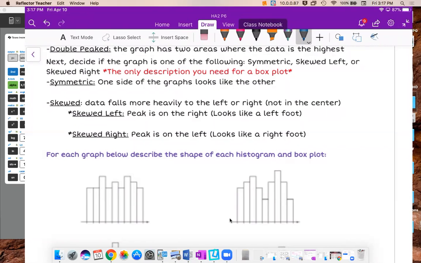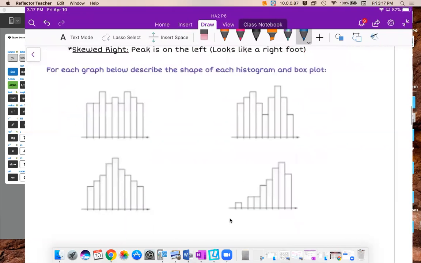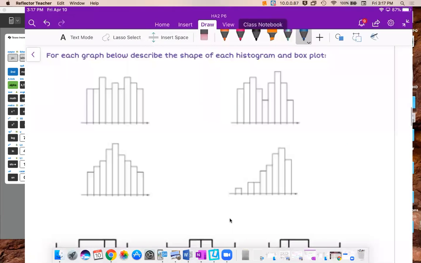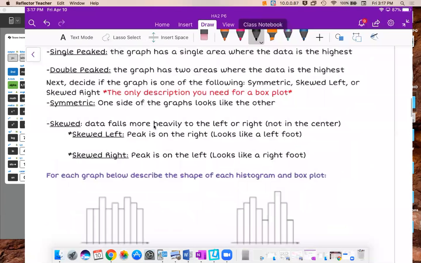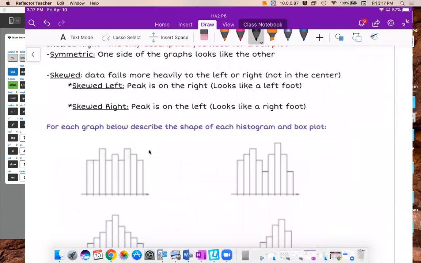Okay, so these are histograms. They're basically bar graphs, but they're all connected together and there's not really any gaps. So what we're going to do is describe these. When I look at this first one, the first description you have to decide is if it's uniform, single peaked, or double peaked. When looking at this one, it looks like it is all really about the same height. So I'm going to say this is uniform.